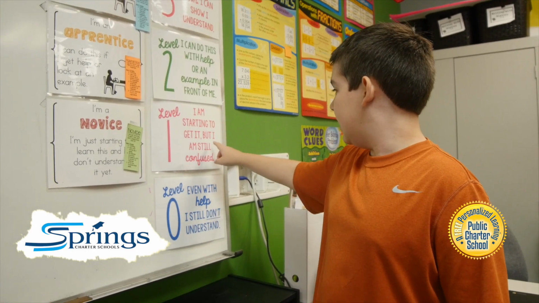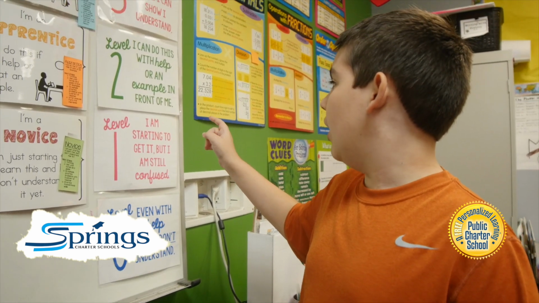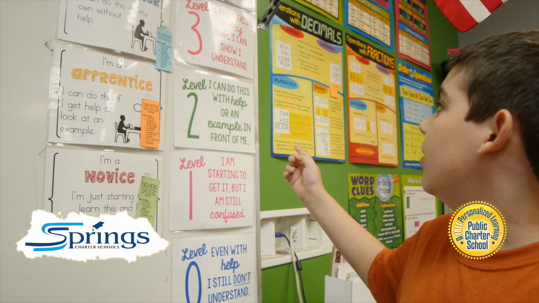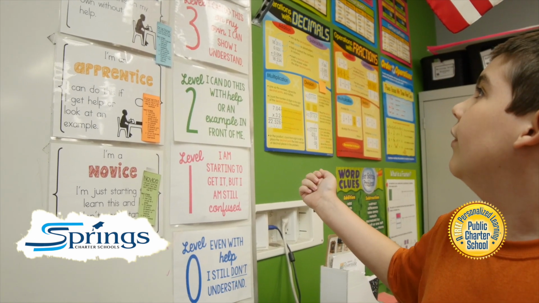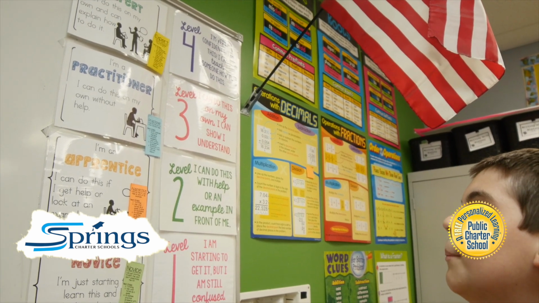1, I am starting to get it, but I am still confused. 2, I can do this with help or an example in front of me. 3, I can do this on my own. I understand. And then 4, I am very confident with this. I can teach someone how to do this.